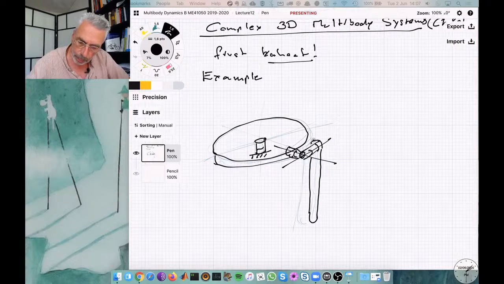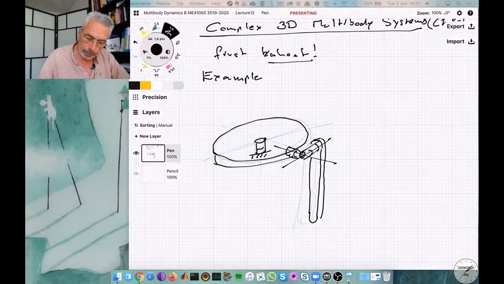and I give it some finite width, so you see. So this is the pendulum. Then this is the center of mass of the pendulum, and of course this is the center of mass of the disk, right?